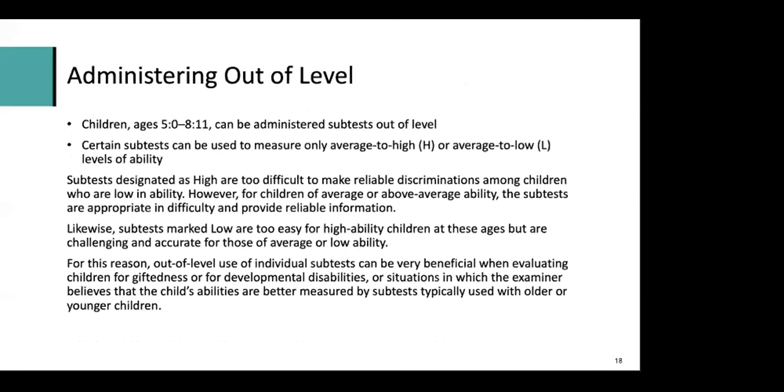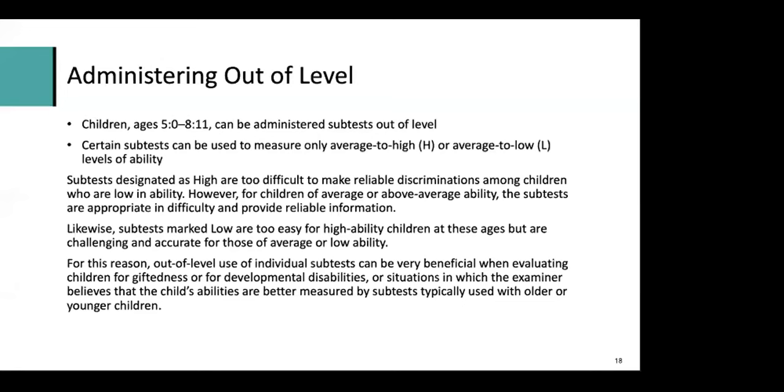Now, subtests can be administered out of level for children between the ages of 5-0 and 8-11, when warranted for the purposes of substitution or hypothesis testing. Now, occasionally, depending on the ability level, a child in this age range may be administered the entire battery out of age level. So let's say, for example, that you have a child who has limited ability and is 7 years and 2 months of age. This child can be administered the upper early years battery.